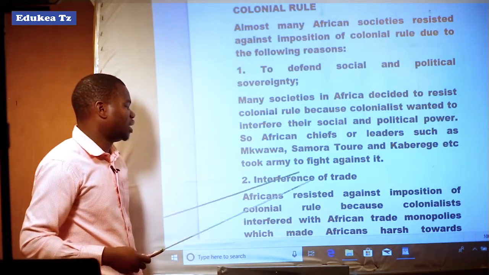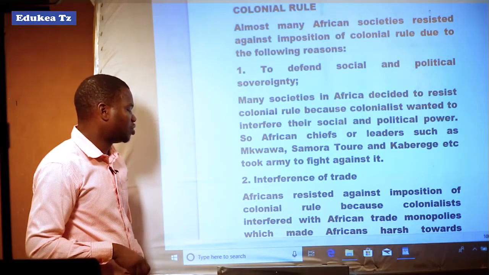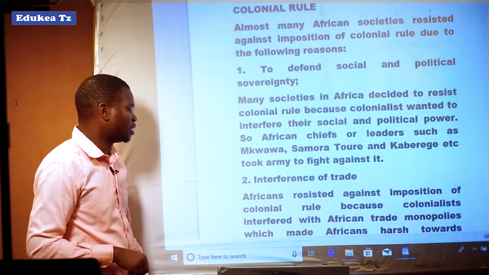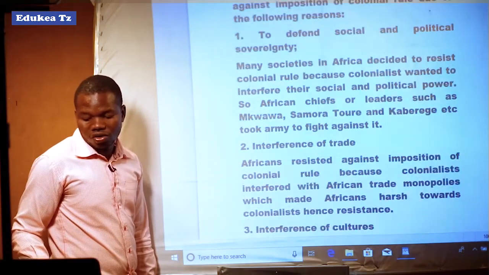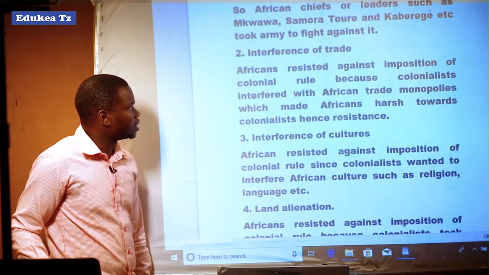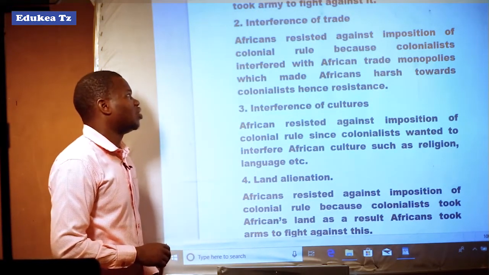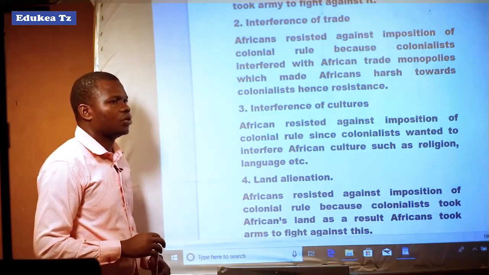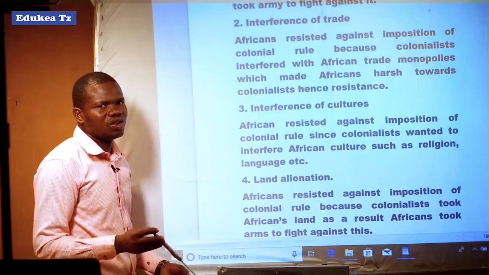Another factor was interference of trade. Africans resisted the imposition of colonial rule because colonialists interfered with the African trade monopolies, which made Africans harsh towards the colonialists, hence resistances. And here we may see that Africans had their own trade system, which was based on barter trade, the exchange of goods for goods.